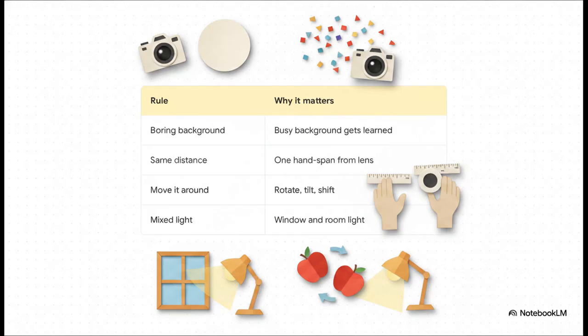But the secret sauce is really in how you gather those examples. So here are the 4 rules for good data. Number 1, use a boring background. Otherwise, the AI is going to learn your table pattern instead of the actual object. 2, keep the camera about 1 hand span away, so it's consistent. 3, move the object around. Rotate it, tilt it, shift it. You want varied photos, not identical ones. And 4, mix up your lighting. Use window light, use room light. Always remember, 80 varied dynamic photos are vastly superior to 500 identical ones.